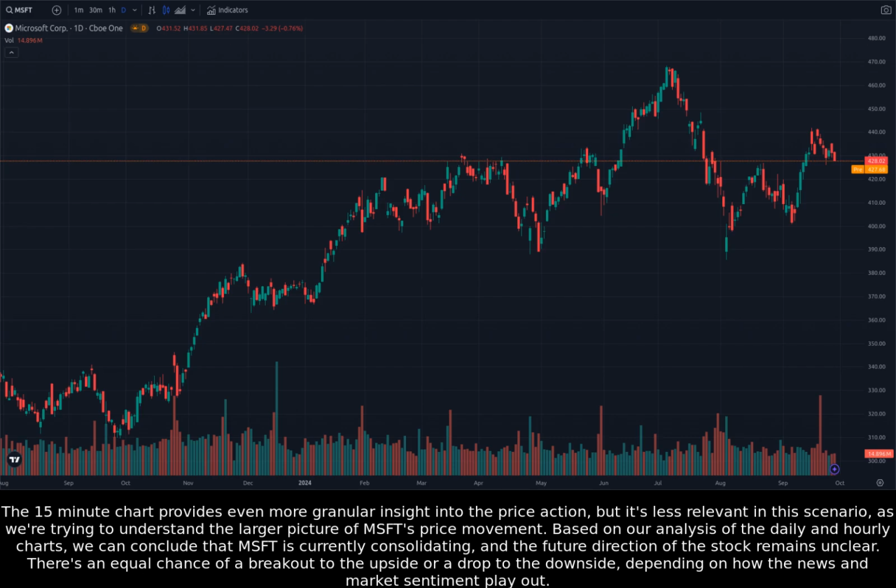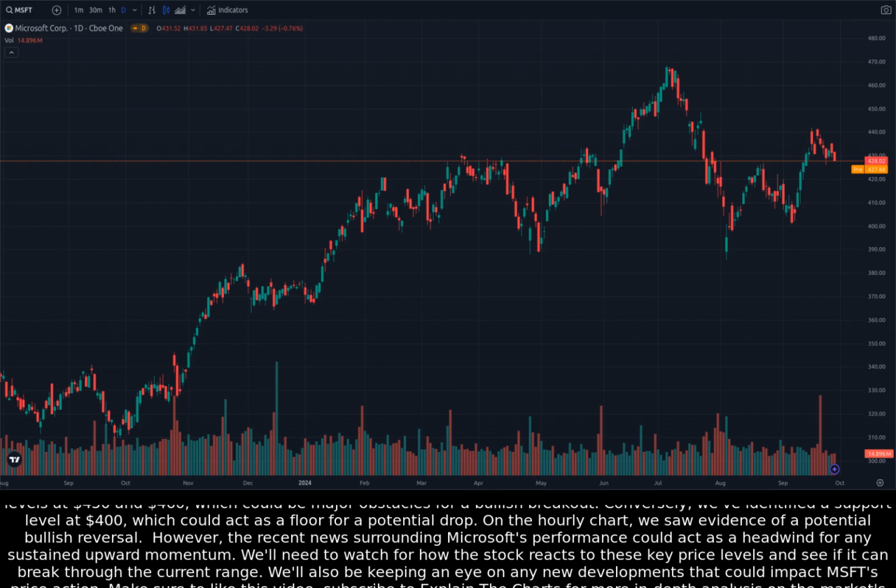The 15-minute chart provides even more granular insight into the price action, but it's less relevant in this scenario, as we're trying to understand the larger picture of MSFT's price movement. Based on our analysis of the daily and hourly charts, we can conclude that Microsoft is currently consolidating, and the future direction of the stock remains unclear. There's an equal chance of a breakout to the upside or a drop to the downside, depending on how the news and market sentiment play out.